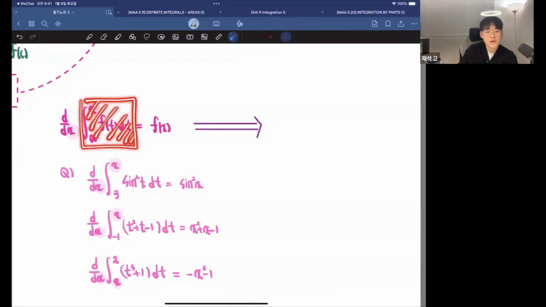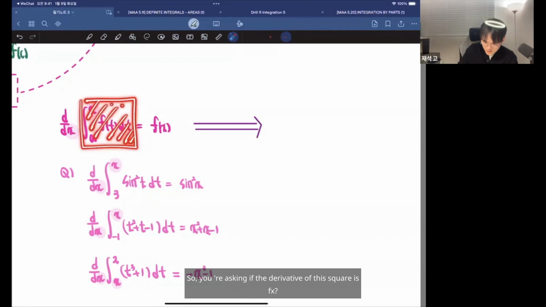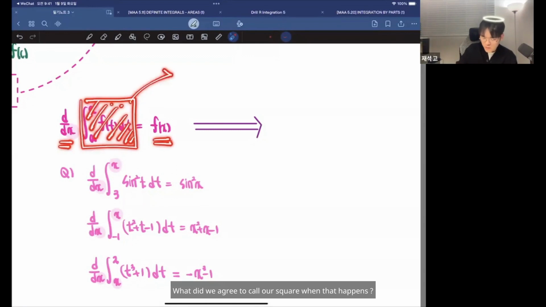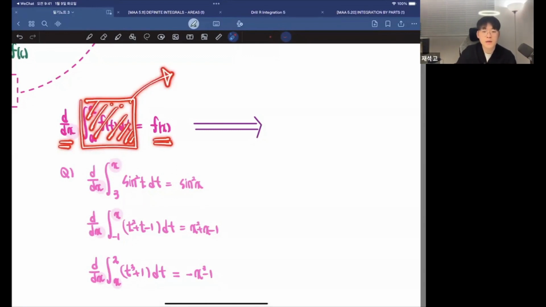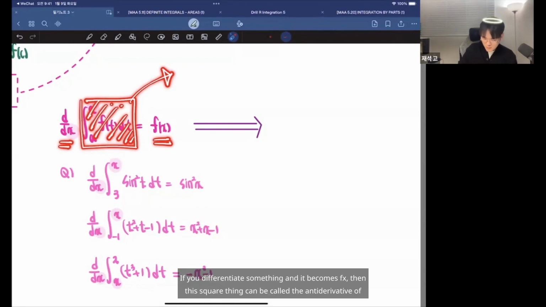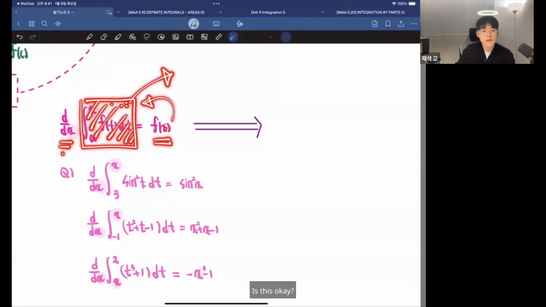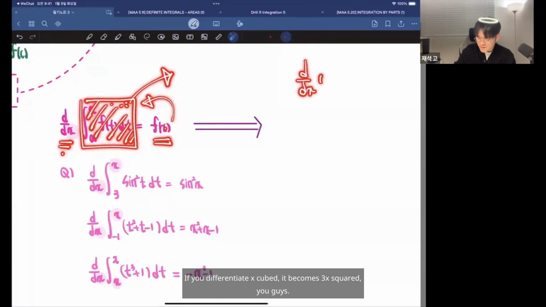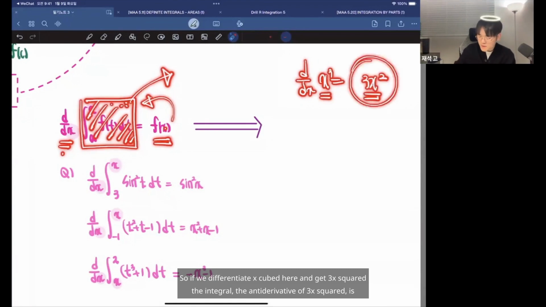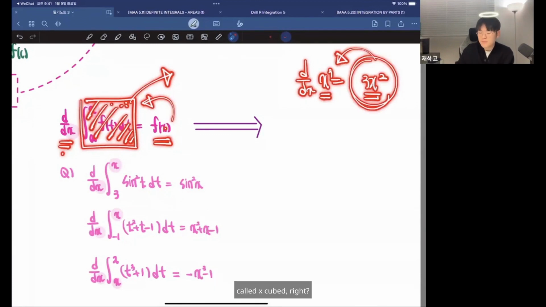Well, what is it? So, you're asking if the derivative of this square is f(x). What did we agree to call our square when that happens? This is the antiderivative. If you differentiate something and it becomes f(x), then this square thing can be called the antiderivative of f(x). Is this okay? If you differentiate x cubed, it becomes 3x squared. So if we differentiate x cubed and get 3x squared, the antiderivative of 3x squared is called x cubed, right? Is that correct?